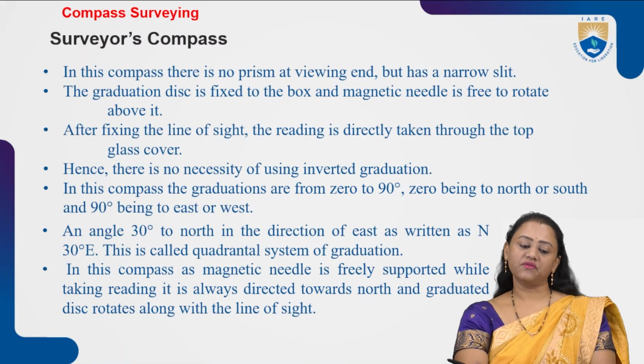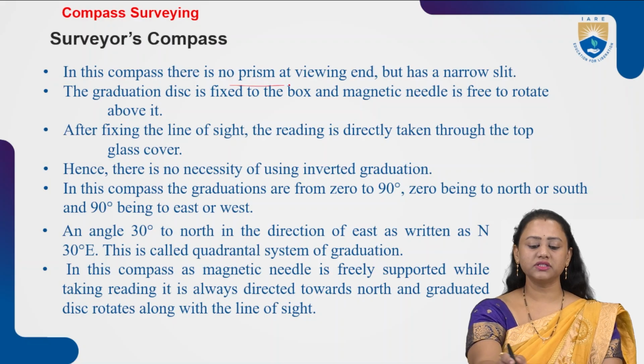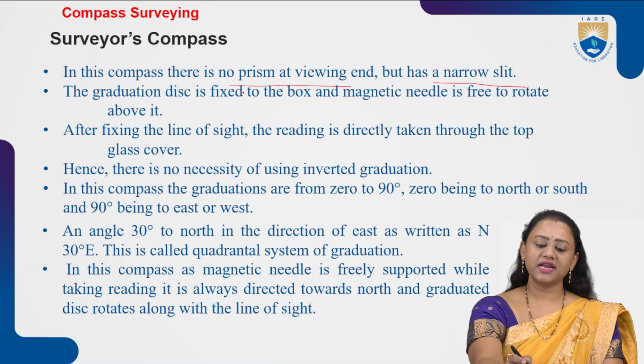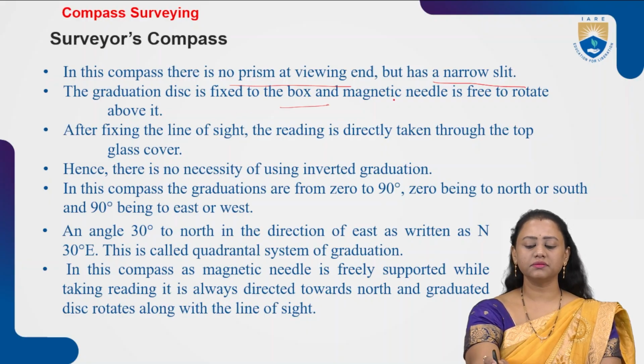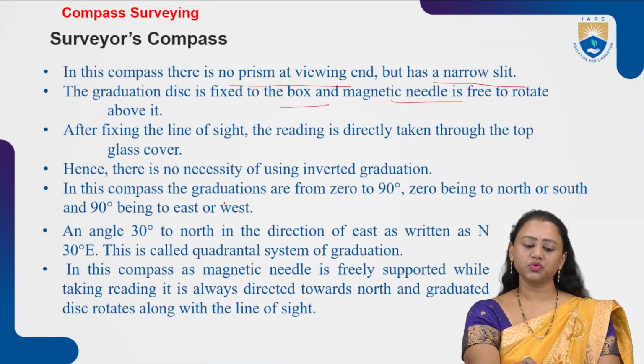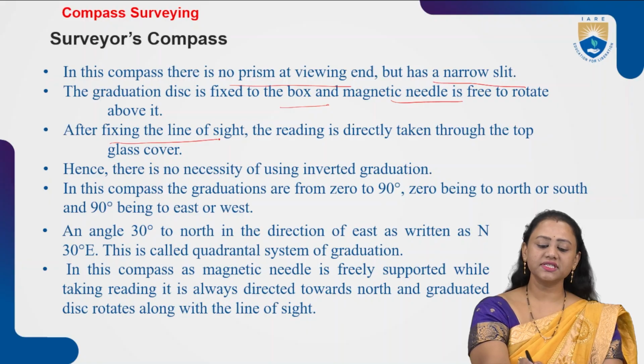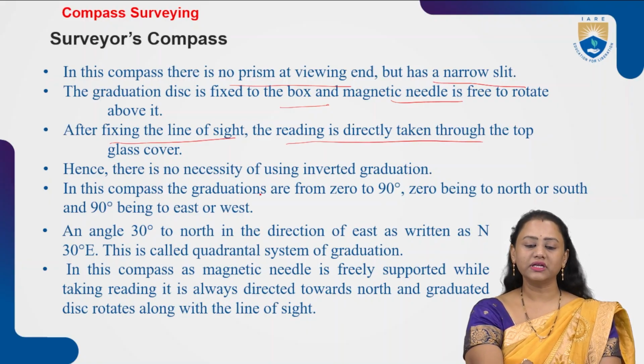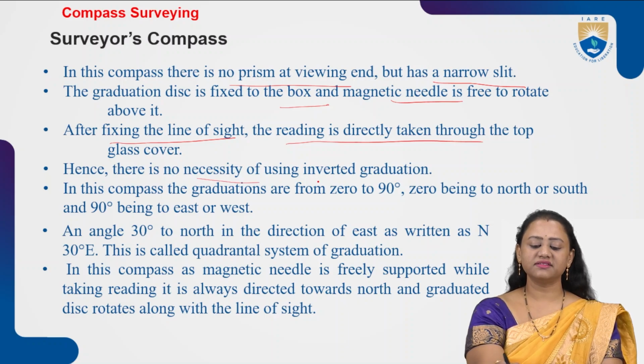The next one is a surveyor's compass. In this compass, there is no prism at the viewing end but it has a narrow slit. The graduated disc is fixed on a box and the magnetic needle is free to rotate above it. After fixing the line of sight, the reading is taken directly from the top of the glass cover. There is no necessity of using inverted graduation in this compass.